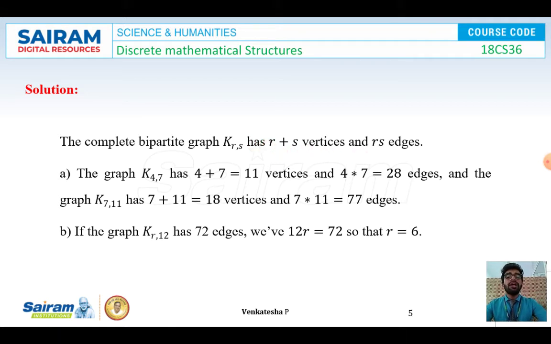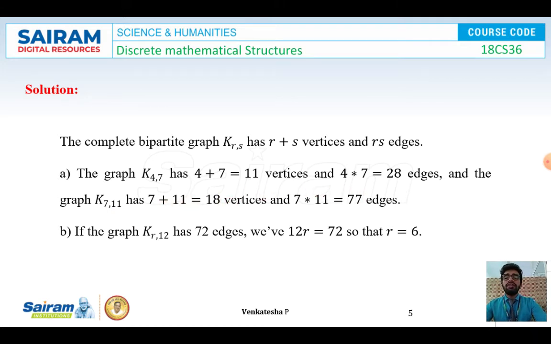Therefore, K4,7 has 4 plus 7, which is 11 vertices, by replacing r equal to 4 and s equal to 7. Similarly, multiplying r into s, I get 28 edges for the first graph. In the case of K7,11, with r equal to 7 and s equal to 11, I have 18 vertices and 77 edges.